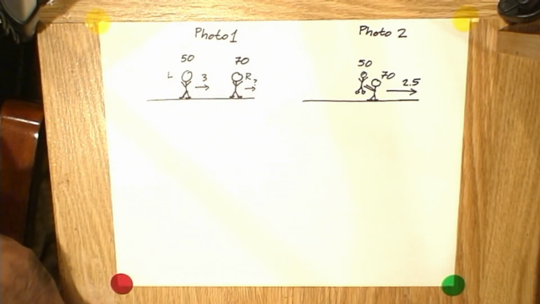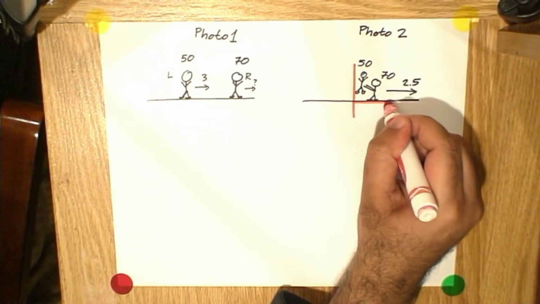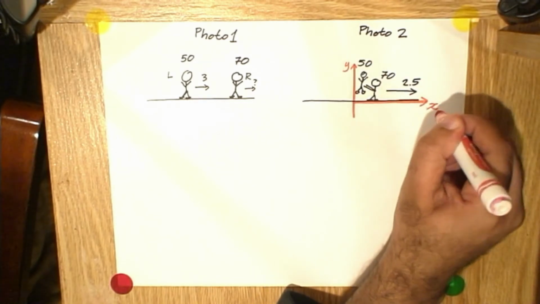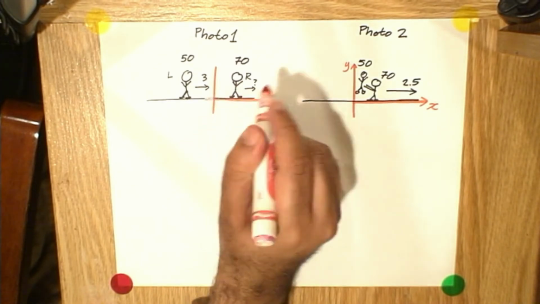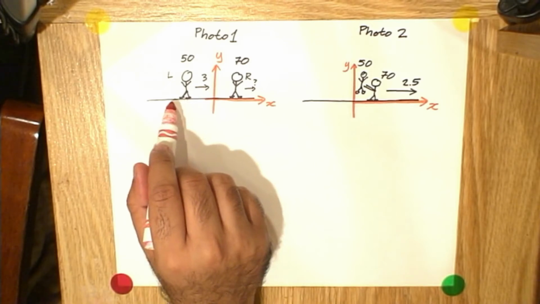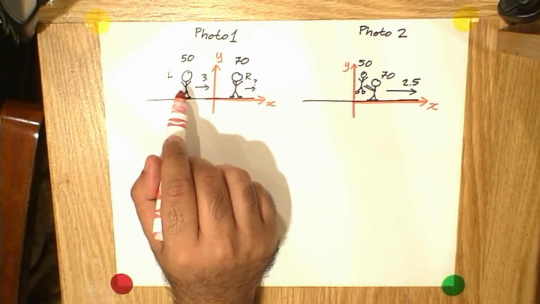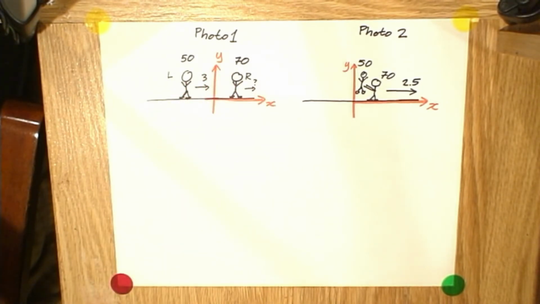So now let's put in our origin and axes. Here's our origin. I will set it at the point of the collision, which is what we usually do. I will set x as being rightwards. And although it's not necessary to put it in photo 1, I'll also put it over here just for the sake of consistency and also to show, relatively speaking, where the collision would have occurred. It would have been about here. Now, we are ready to apply conservation of momentum.